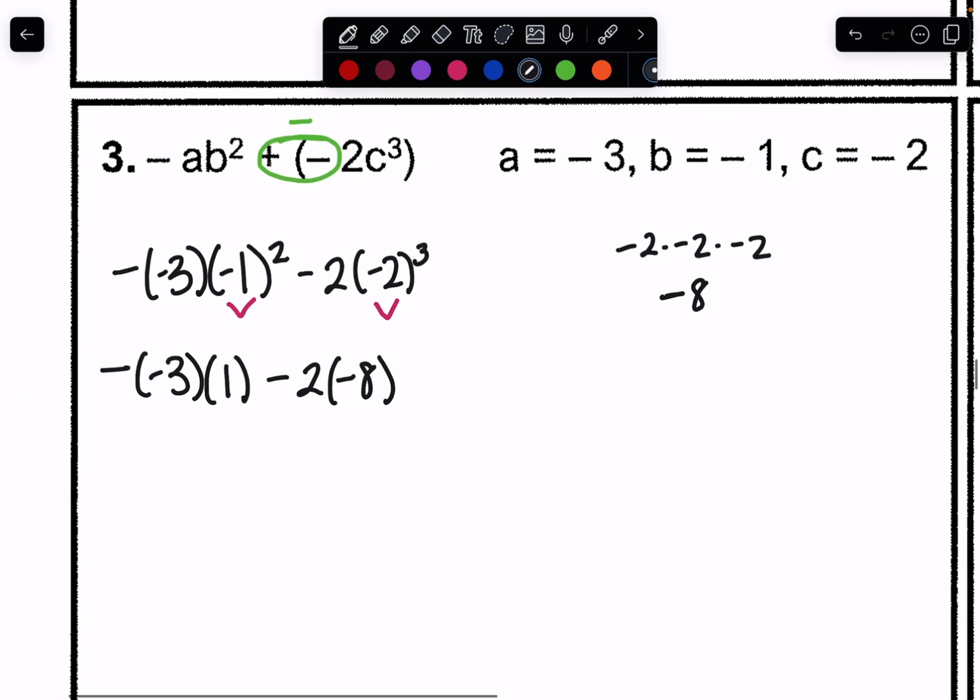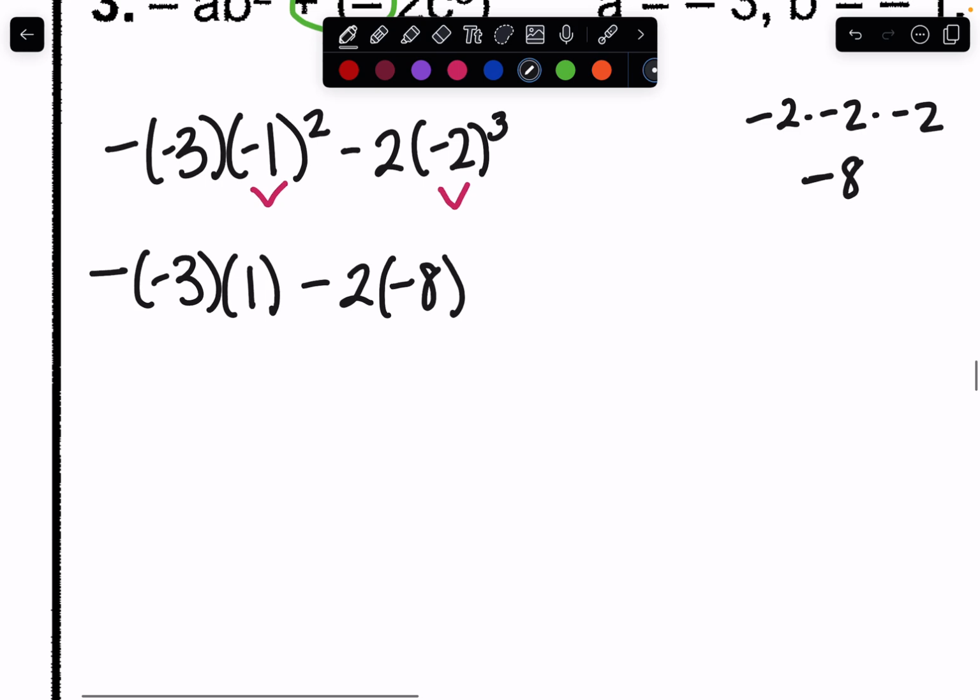So again, all I did was change my exponents. The negative 1 squared, the negative 2 cubed. Then I moved to multiplying. I cannot subtract anything until I multiply. So I'm going to multiply this whole group together, and I can multiply this group together. And I'm going to keep that subtraction in between them. Right, I'm not subtracting yet. I'm going to do that first group multiply, second group multiply.